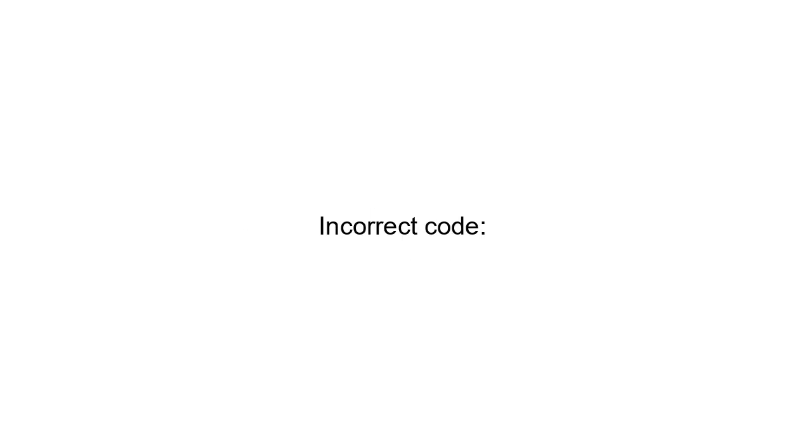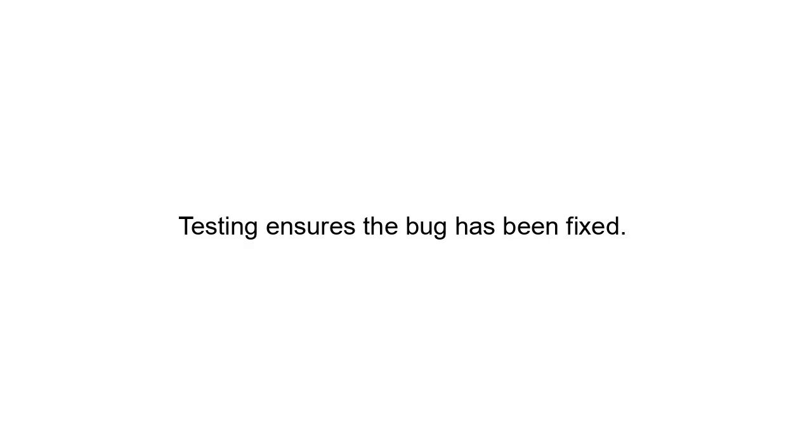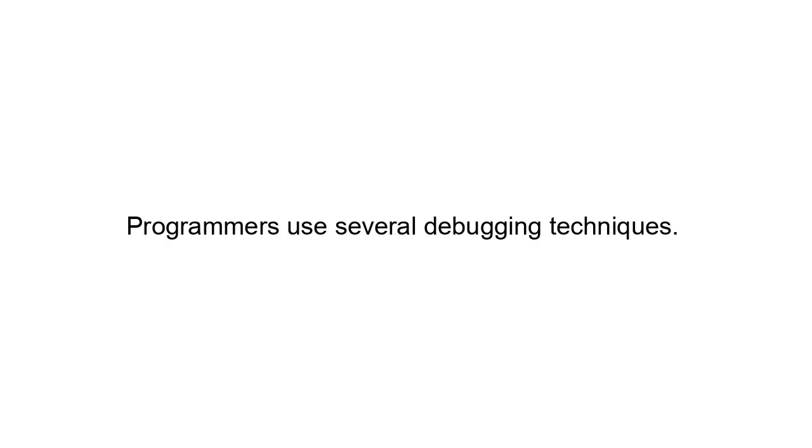Step 8. Fix the bug and test again. After identifying the problem, update the code and run the program again. Example: incorrect code: print(numbers[3]). Correct code: print(numbers[2]). Testing ensures the bug has been fixed.